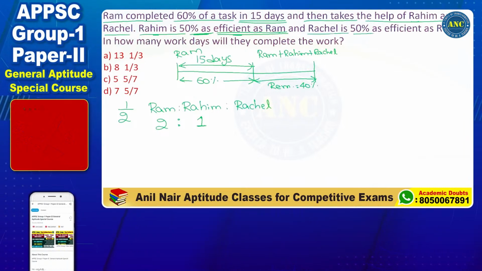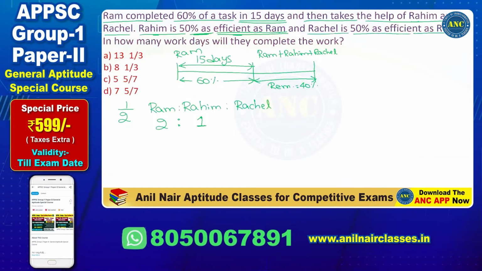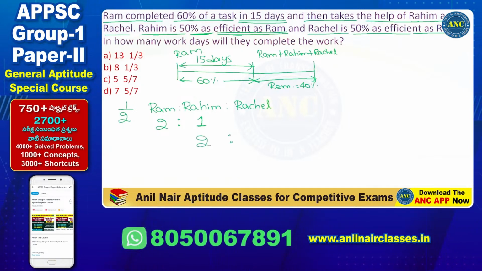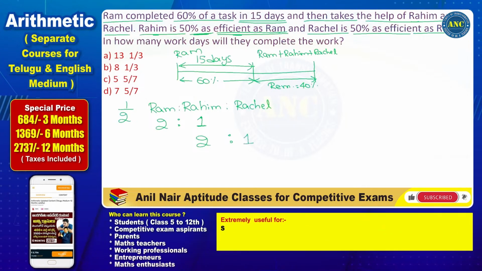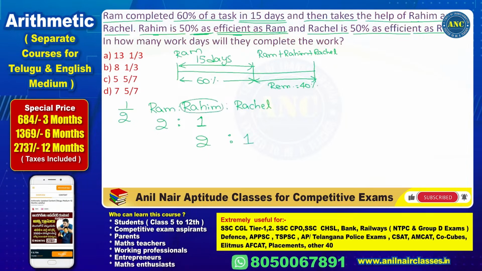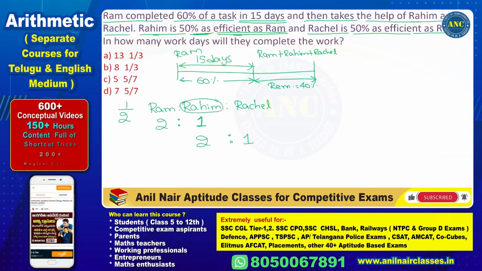Rachel is 50% as efficient as Rahim. Now, if Rahim is distributing 2 chocolates, Rachel is only half as efficient as Rahim. Rachel will distribute only 1 chocolate. But the same person, Rahim, cannot have 1 chocolate per day and 2 chocolates per day at a time.